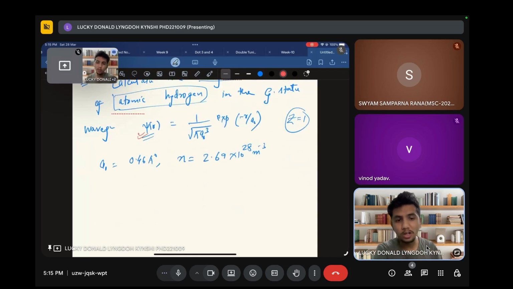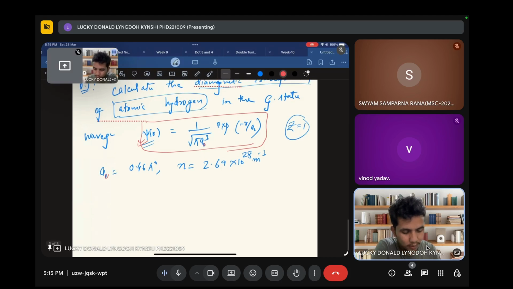Now let me remind you how we get this psi of r. If you go back to the quantum mechanics tutorials, you will have seen that the ground state of a hydrogen atom is 1 by root over pi a naught cubed, exponential of minus r divided by a naught. Sorry, this a naught is the Bohr radius, not the lattice constant. I misinterpreted earlier. Because it is a hydrogen atom, the ground state is given by psi of r equal to 1 by root over pi a naught cubed times exponential of minus r divided by a naught.